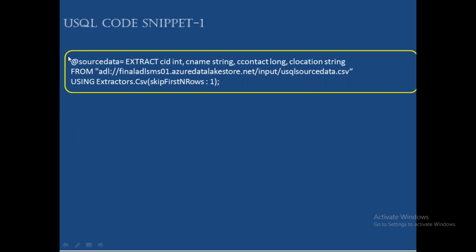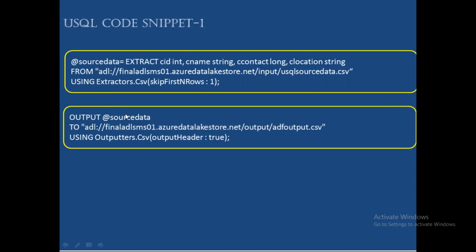Variables declared in U-SQL start with @. So source data is the name. This name can be anything, but you need to put @ in front, like @name = Rama, something like that. Okay, this is my variable. In that object, I have used EXTRACT to extract these columns from this location using the Extractors.Csv class.